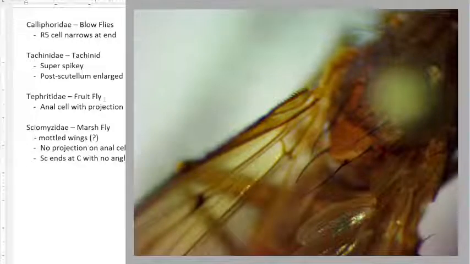Now, in fruit flies, this was something that we weren't able to see on the fruit fly because the veins were too mottled or too dark. But on fruit flies, this subcosta right here will extend out, and then it will go up at a 90-degree angle. All right, so that's going to be the difference between these two families, between the fruit flies and the marsh flies. Also, where you collect them.